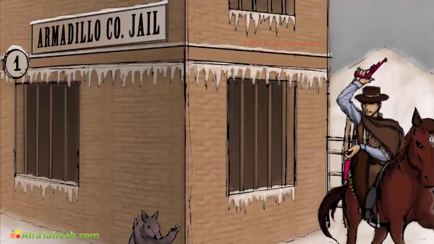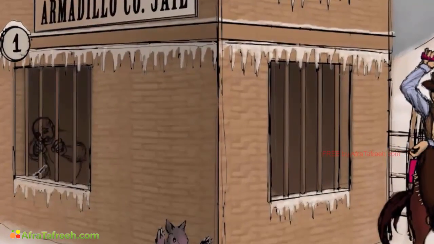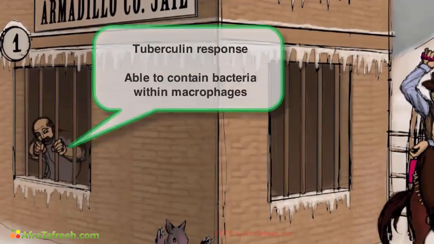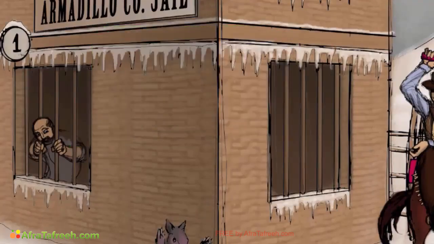So with the strong Th1 response, the body can contain the bacteria within macrophages. So how can we portray this? Remember, in past drawings, we used cages or bars to represent being inside macrophages. So we'll do the same thing here and have a prisoner behind bars on the Th1 side. And this represents macrophages engulfing the bacteria, as in cell-mediated immunity.